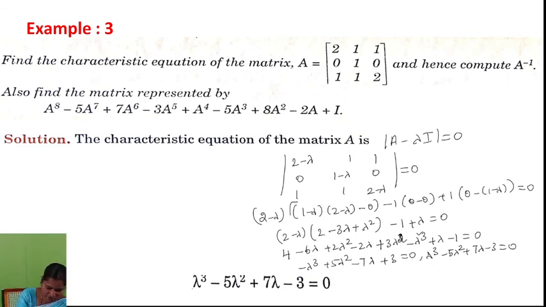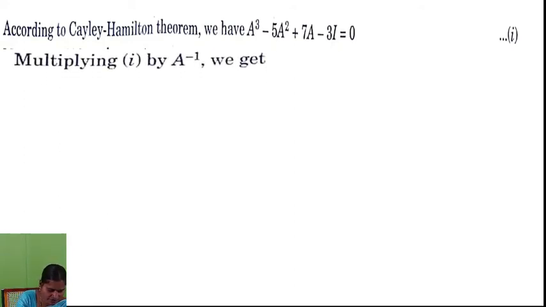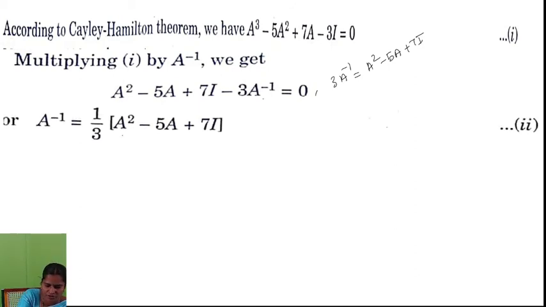Next, to find the inverse, by the Cayley-Hamilton theorem, we can replace lambda by A in this equation. If you replace this, we will get this equation. To find A inverse, multiply both sides by A inverse. Then we will get A square minus 5 into A plus 7 into I minus 3 into A inverse. What is our aim? We need to find 3A inverse. So we will take 3A inverse to the outside. We will get A square minus 5A plus 7I. Therefore A inverse equals 1 by 3 into this term.